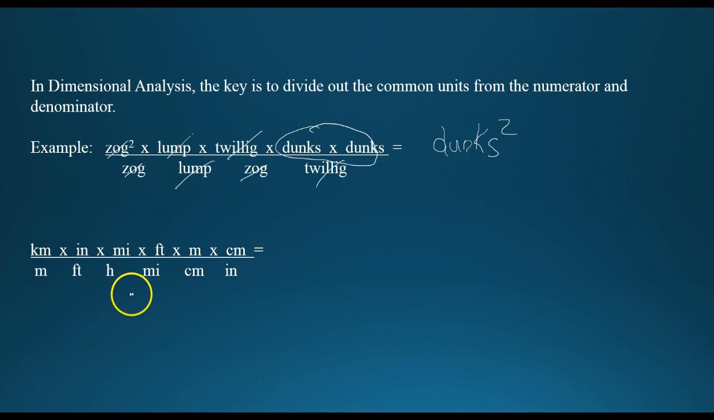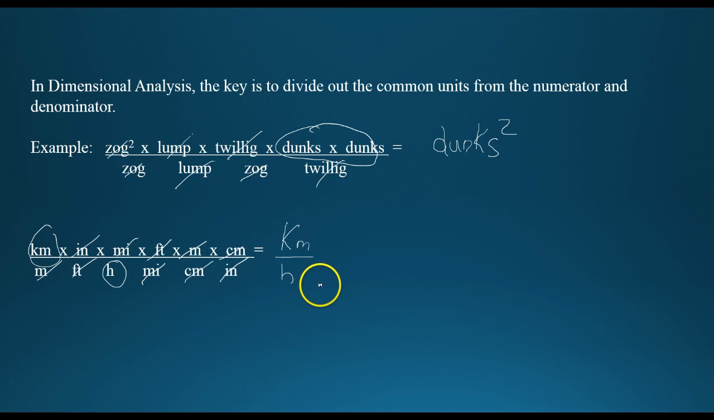Okay, so now that you come back, let's take a look at what you should have done. Can we cross out kilometers? I don't think so. How about inches? Yes, we can cross out the inches. We can cross out miles. We can cross out feet. We can cross out meter. And we can cross out centimeters. And that's going to leave us with kilometers on top, hours on the bottom, and so our unit that we have left is kilometers over hour.